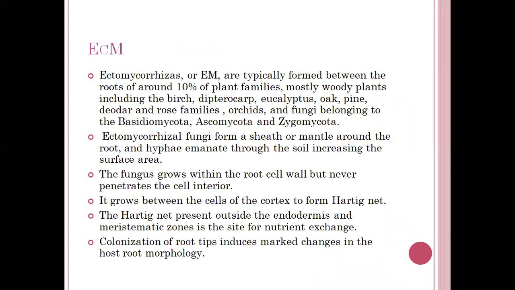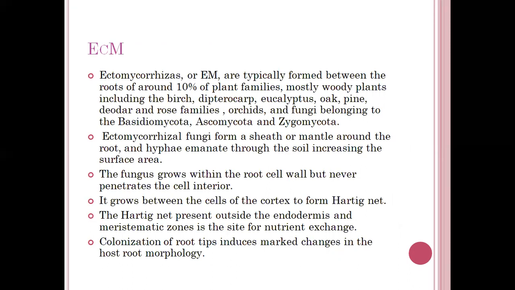Ectomycorrhiza, or EM, are typically formed between the roots of around 10% of plant families, which belong to the woody plants, including birch, dipterocarp, eucalyptus, oak, pine, deodar, and rose families, orchids. And the fungi that form the ectomycorrhiza belong to the Basidiomycota, Ascomycota, and Zygomycota.